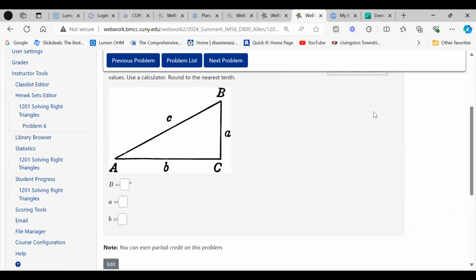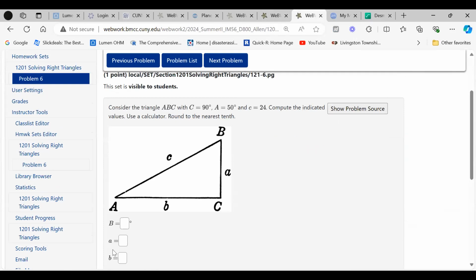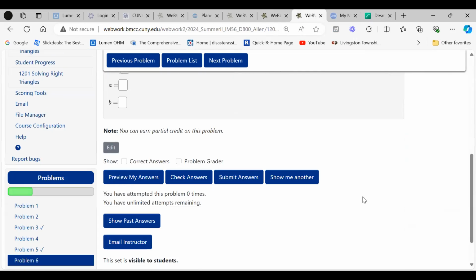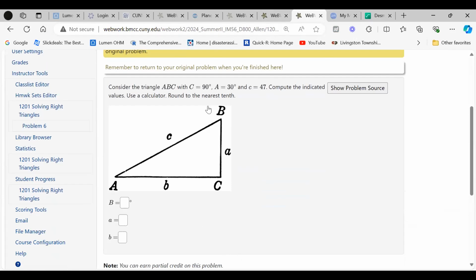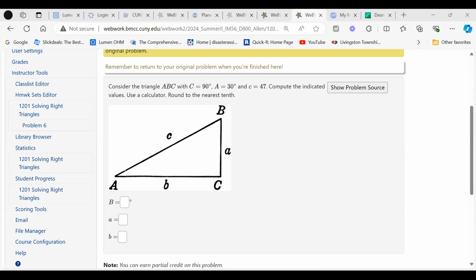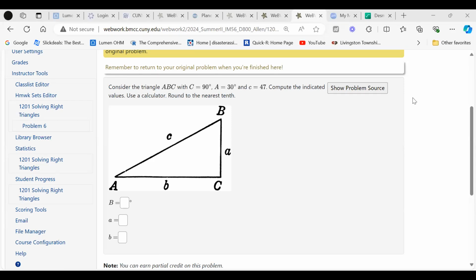Next problem. Now you want to find angle B. You want to find A and B, right? So we get another question. Okay, so theoretically, it could be any, right? You are given a couple of angles, and you want to find the missing angle, and a couple of other values. And again, this is a special angle, so no calculator is needed. You can get the result without using a calculator.